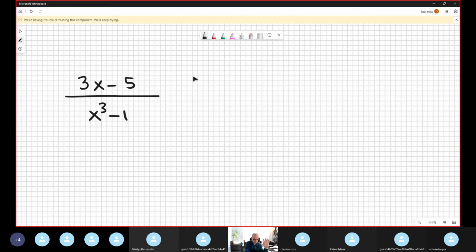Okay, my first question is, this fraction is proper or improper? Proper. Good. How do you know? Because the degree of the denominator is 3. When the degree of the numerator is smaller than the degree of the denominator, it's proper. If equal, no. Equal, no. You need to do long division in this case. Okay, good.